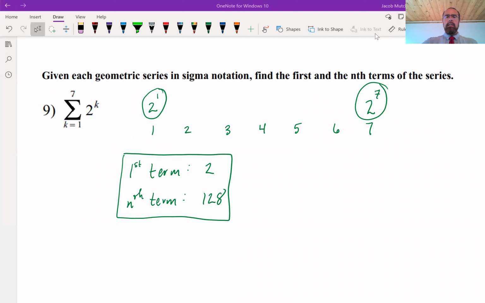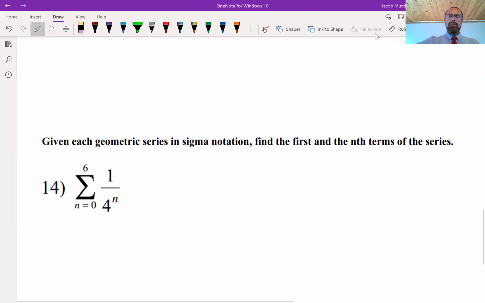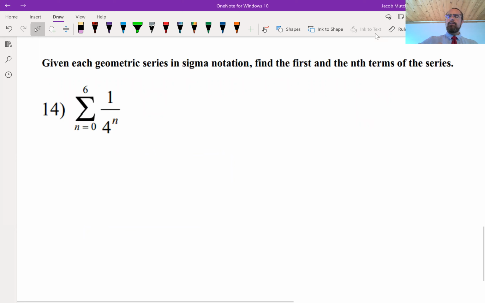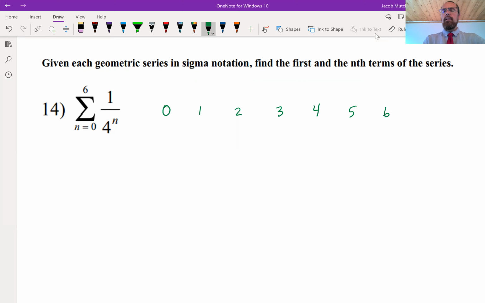So let's take a look at one last example where we do this same task of taking the sigma notation and deriving the first and the nth term of the series. So here I have sigma from n equals 0 to 6. So notice this is a little different. I'm not looking at 6 terms, but 7. And that's because I'm starting with index value of 0. So my first term is like my 0 term. 0, 1, 2, 3, 4, 5, and 6. So if I label my terms like that, I've got 7 of them.